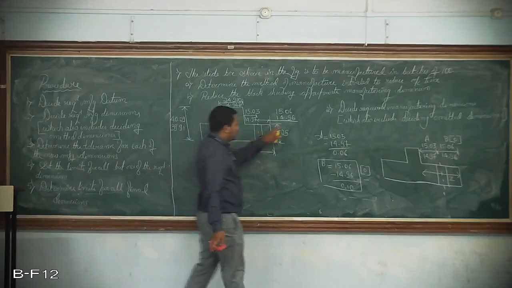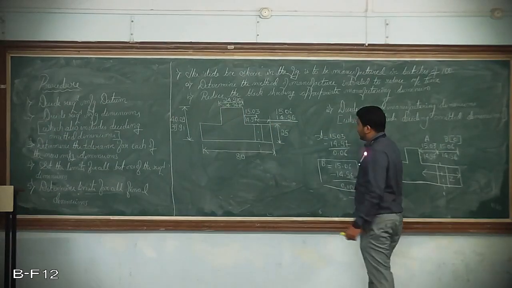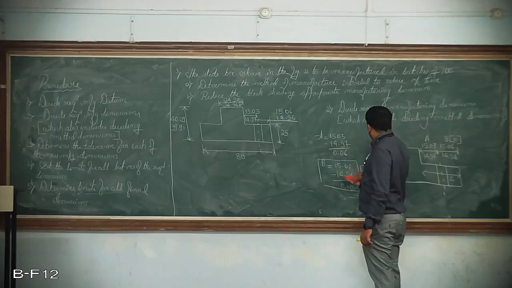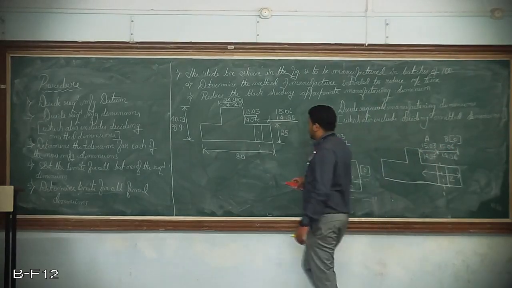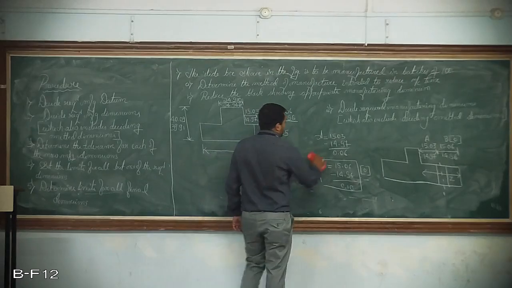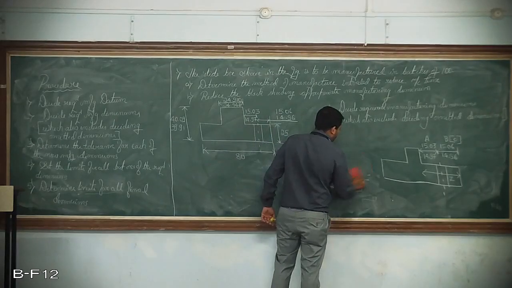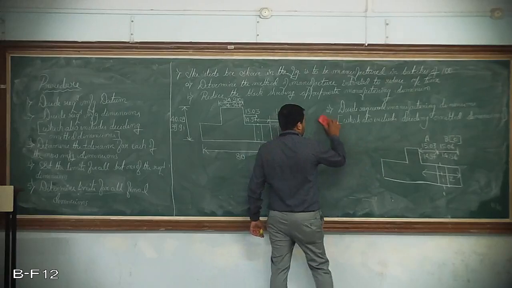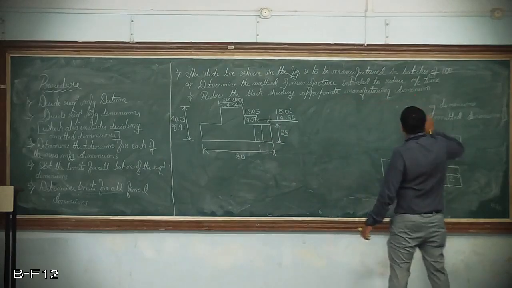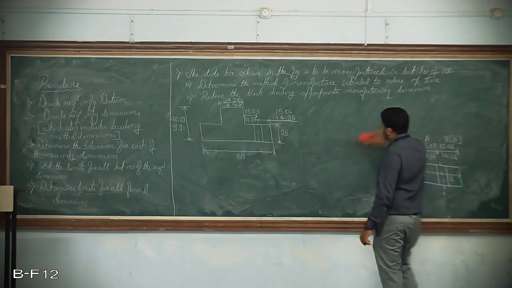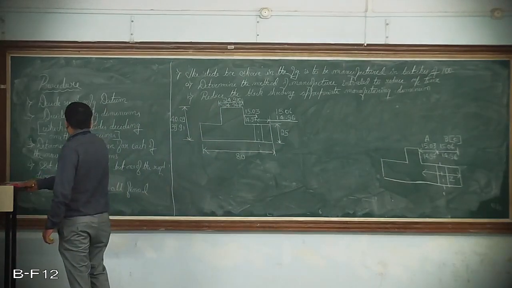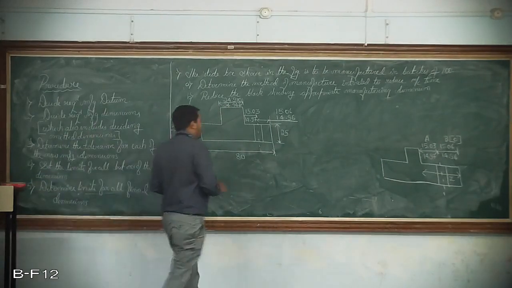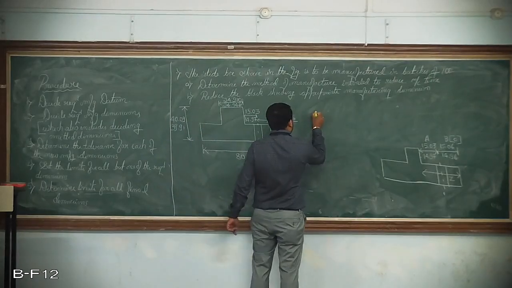For that, the dimensions were 15.06 to 14.97, and here also I have taken the same dimensions, and here also I have taken 14.96 only. And this is the diagram with respect to the second step. And the third step, the tolerance also we have found out.